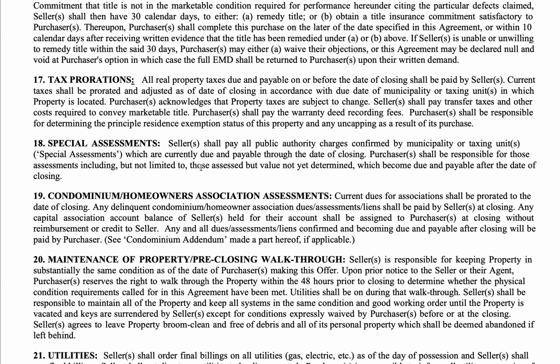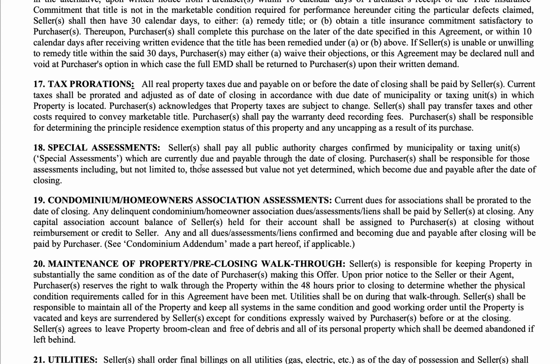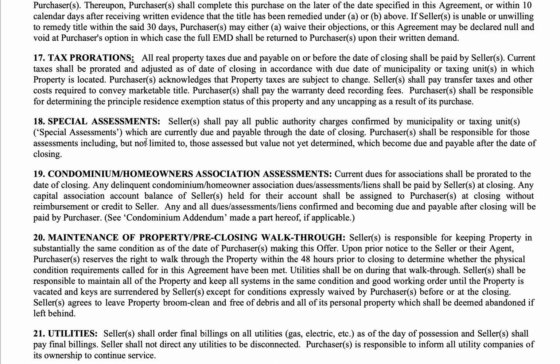So all taxes will be prorated to the date of closing. You would be responsible for any taxes that the seller may have paid up front based on a proration schedule. Number 18 is special assessments. The seller shall pay all public special assessments which are currently due and payable through the date of closing. If there is an assessment that's due after closing, that would be your responsibility as the buyer to take care of that assessment from the city, township, county, whatever it is.